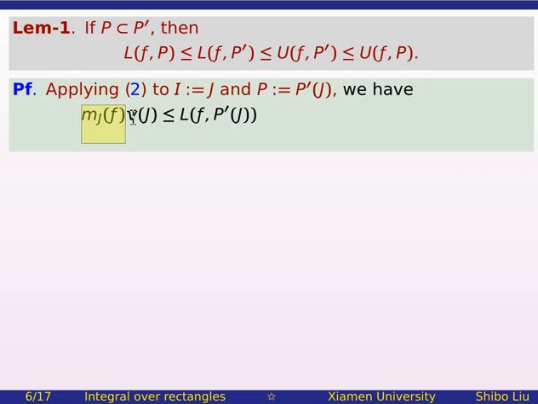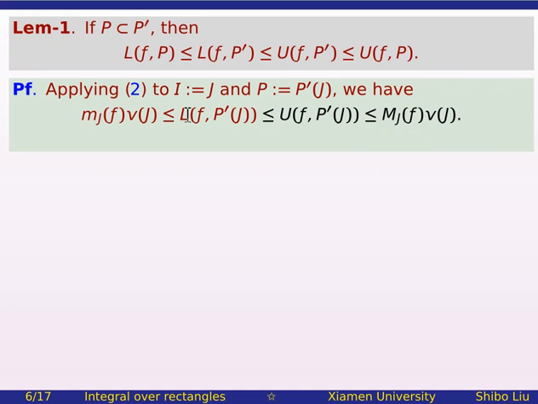Then we obtain that mJ f, which is a lower bound of f over the subrectangle J, multiplied by the volume of J, is not greater than the lower sum of f with respect to the partition P prime of the rectangle J. And the lower sum is not greater than the upper sum. For the upper sum, similar to the previous argument, this can be bounded by the supremum of f over J multiplying the volume of J. So we have this inequality.